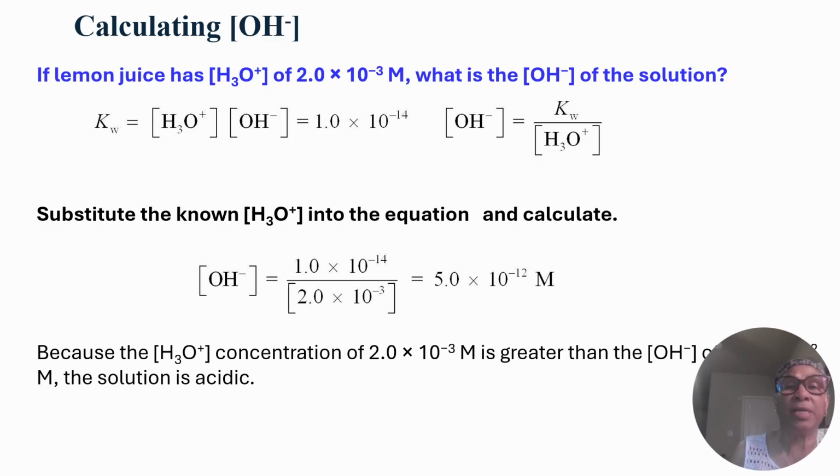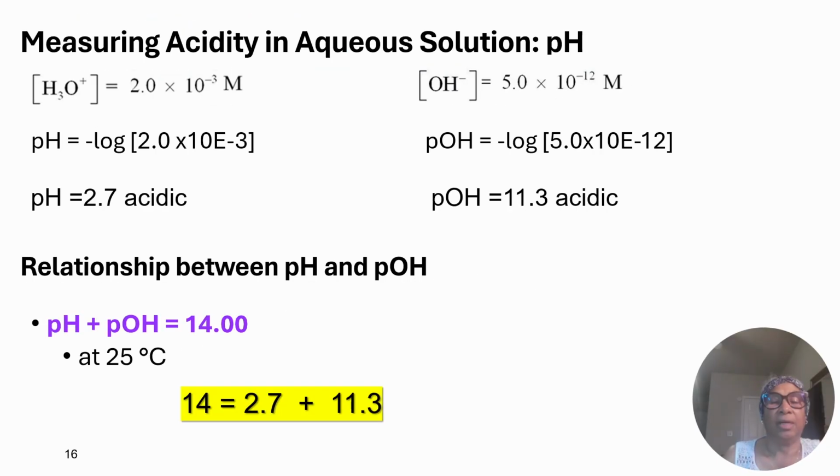Let's calculate some pHs. Now with the two previous concentrations, the concentration of hydronium and the concentration of OH, we can calculate the pHs. We said the pH, minus the log of the hydronium concentration, is 2.7, which is acidic. And when we calculate the pOH, it is high. When we add those two numbers, we know that they will add to 14.